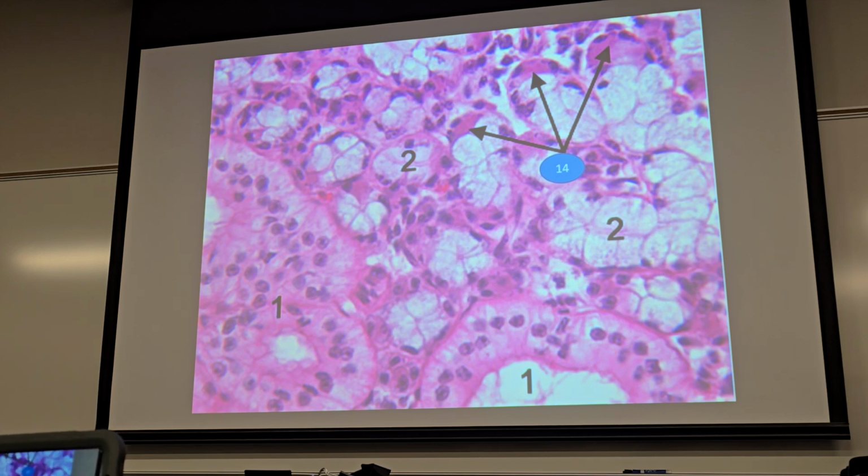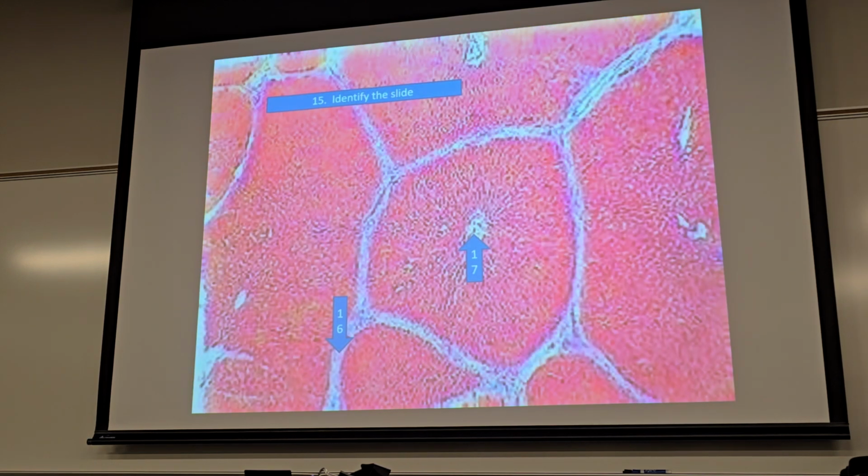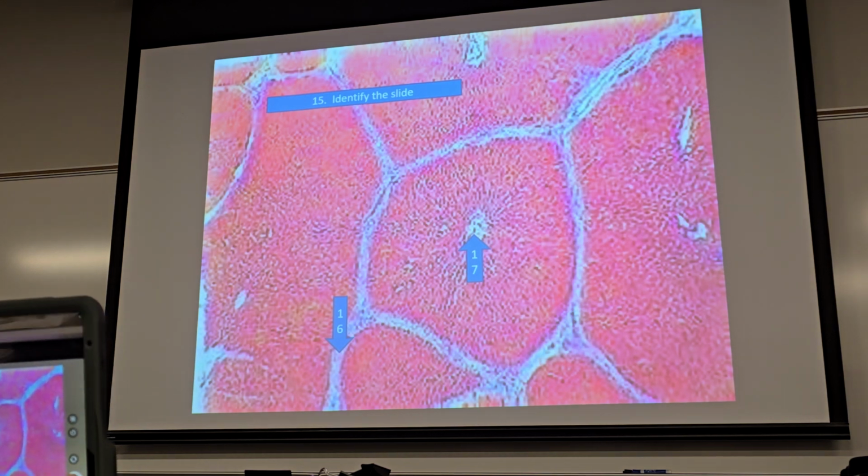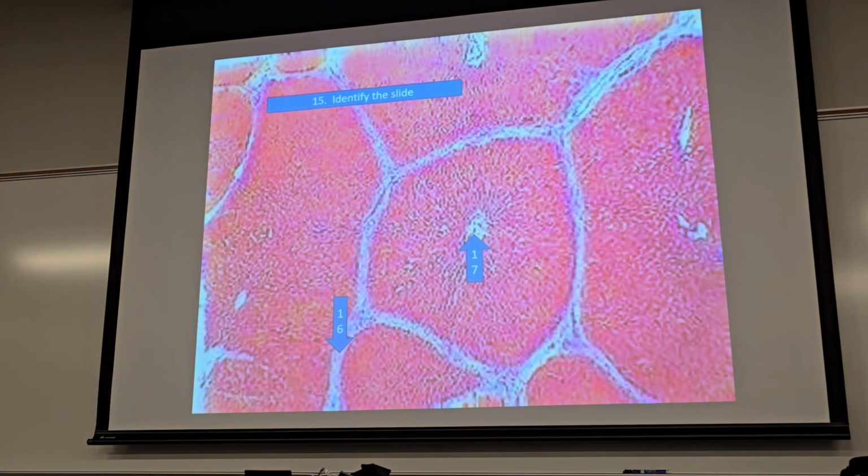So again, what slide is this? Okay. Not a very good picture, liver, but you guys get a gist of it, right? So identify the slide. The liver, and it's pointing to the central vein.